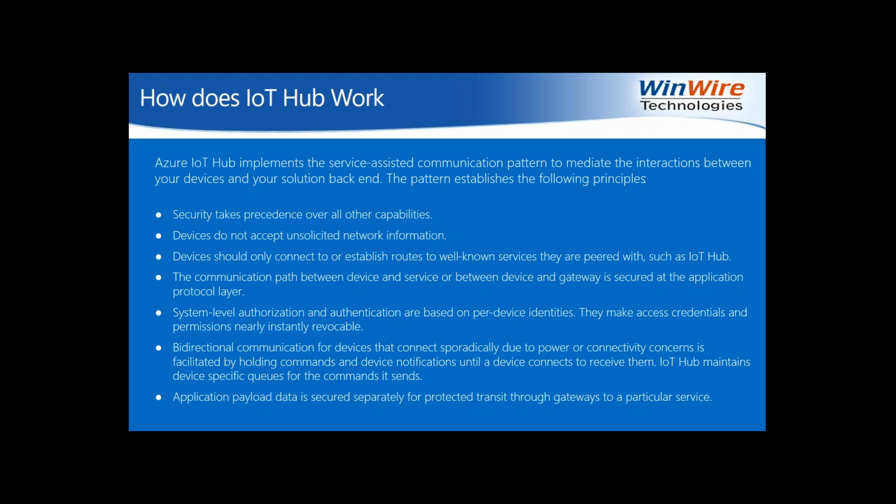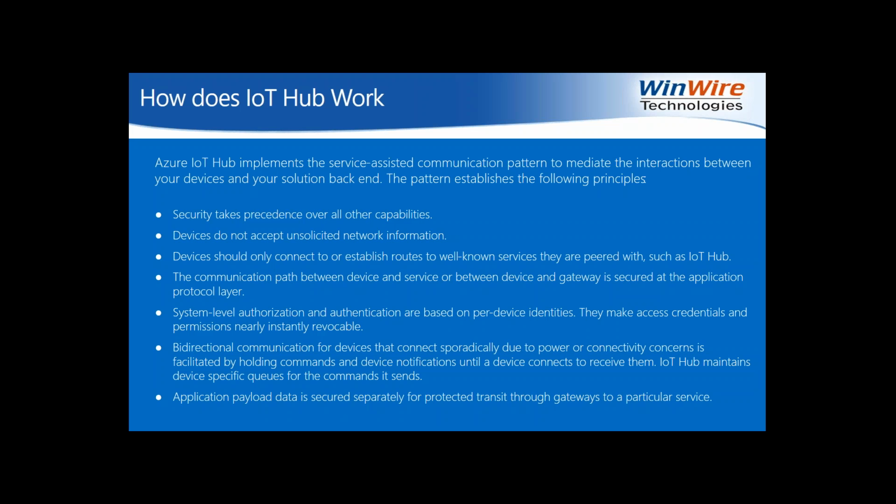And then the devices will only follow the established routes, so they are only communicating with the IoT Hub and not communicating with anything else. The protocol layer is secured at the application, and the communication between the device and the gateway can be HTTPS, so that is also more secure. System-level authentication and authorization are also available on a per-device identity. Bidirectional communication is again possible between the device and the cloud.